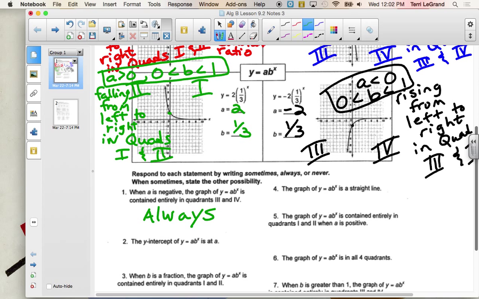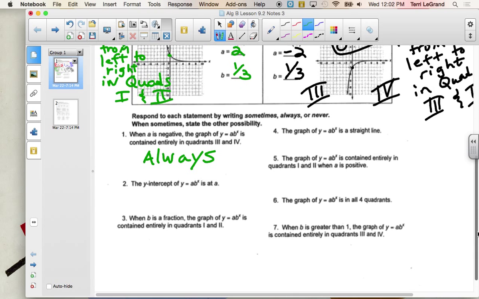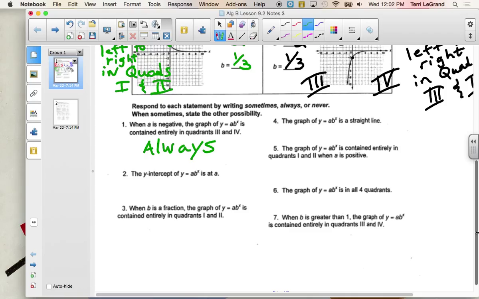Okay, well, how about number 2? The y-intercept of y equals AB to the x power is at A. Always. We said A takes on a new role now too. It's not only the starting place, but we're also going to say it is the y-intercept. So that's an always. You can always count on A representing the y-intercept of the problem.